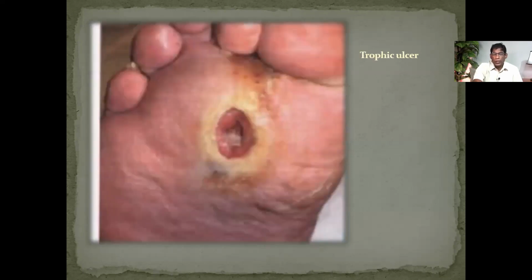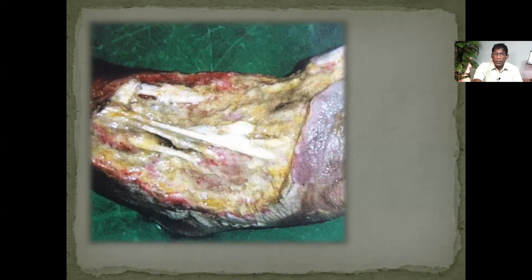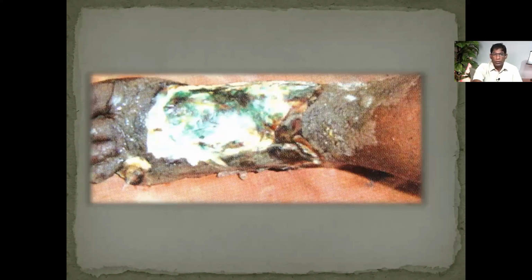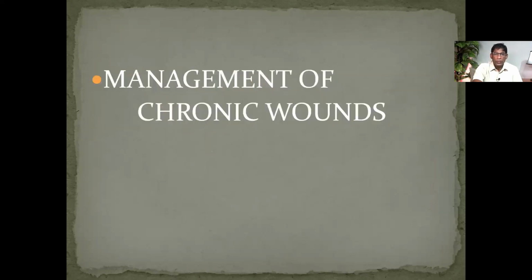So this is a trophic ulcer. This is an infection, so you may have multiple organisms in this. This is a spreading ulcer. You can't see any features of healing at this stage. This is necrotizing fasciitis. You can't see demarcation. All the skin is necrosed, and the infection is spreading along the fascial planes. This is also more or less necrotizing fasciitis.